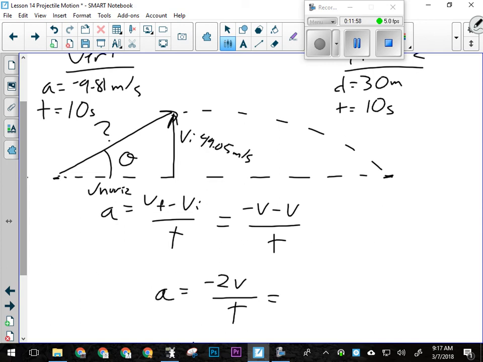Okay, V horizontal is going to be 30 over 10, so 3 meters per second. So this thing was fired almost straight up, right? I mean, the vertical side is way bigger than the horizontal side, right? So this thing was thrown almost straight up in the air. Okay, so if we want to find that projected velocity now, we do a Pythagorean theorem calculation.